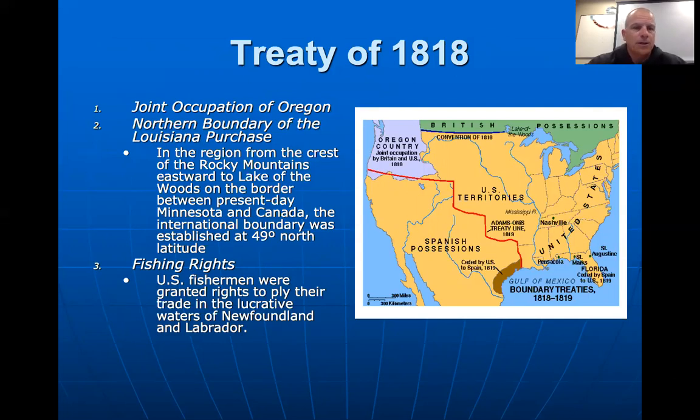It called for the joint occupation of this area over here, the Oregon country. The United States and Great Britain were both hunting and trading for fur there, so they said, we're jointly going to control this area. The northern boundary of the Louisiana Purchase, as I said earlier, was set at this 49th parallel right here. So there was some discussion about where the border is. They established the 49th parallel as that line. And then fishing rights: U.S. fishermen were granted rights to fish off Newfoundland and Labrador right over here, where some of the best fishing in the world is.